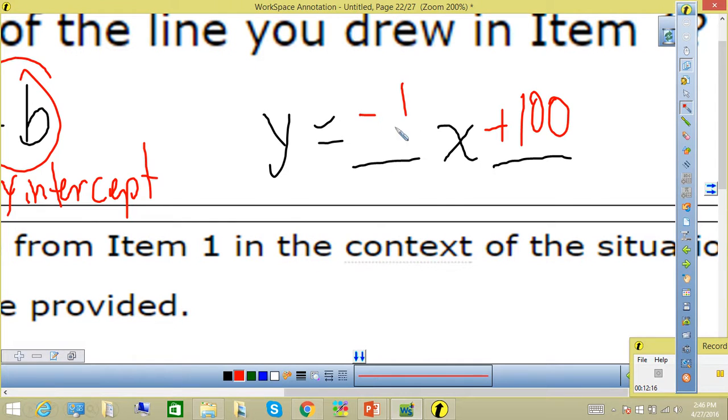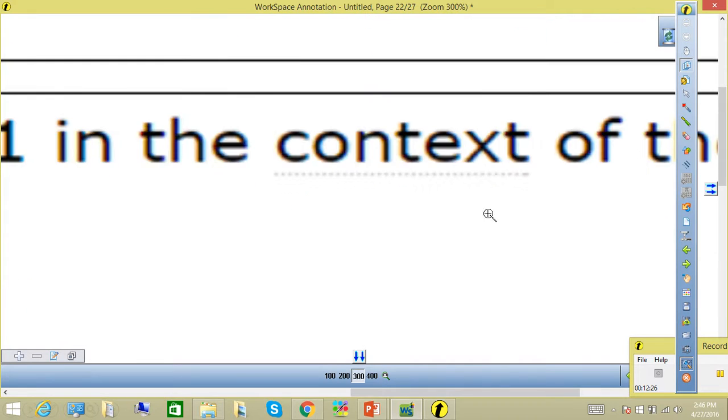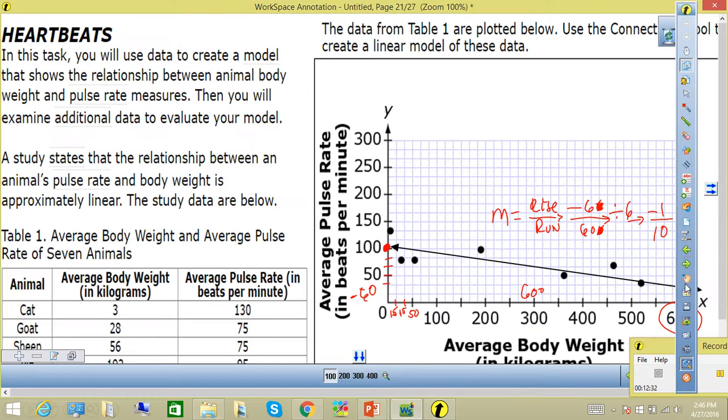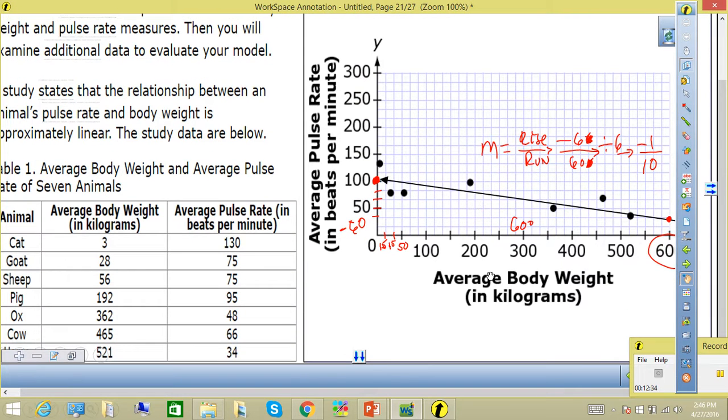Negative 1 over 10. So my equation is y equals negative 1/10 x plus 100. Are we there? All right, so now check this out. What does the slope mean? That's what they're asking us to look at. What does the slope mean? So look at the entire problem. Look up, please.